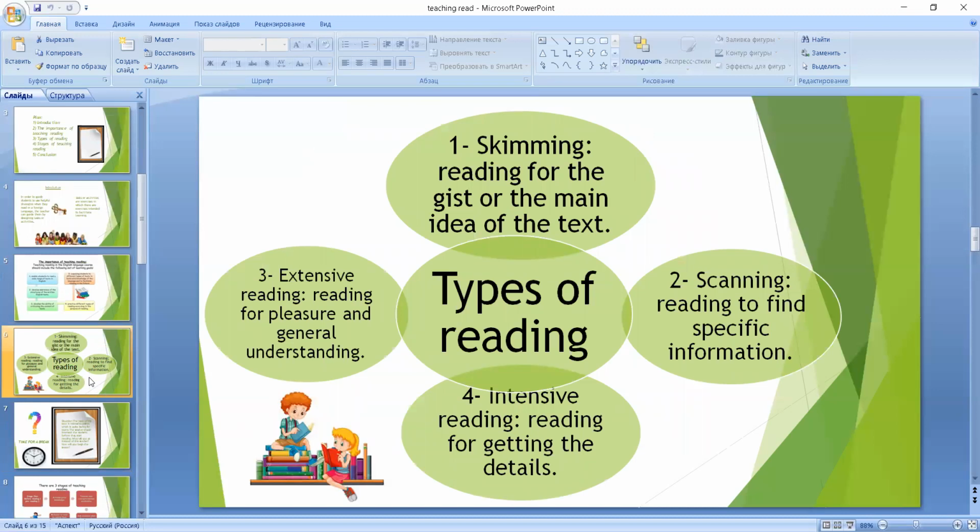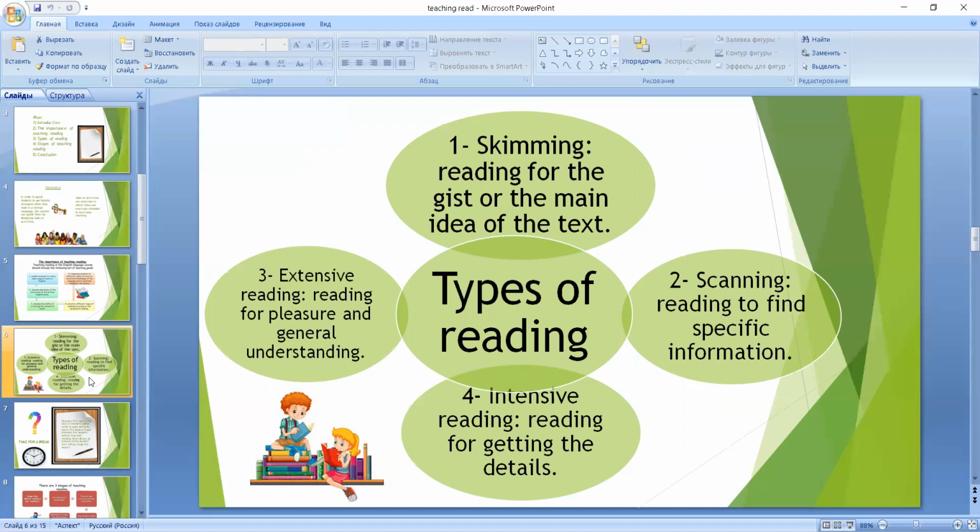So let's talk about the types of reading. Skimming is reading for the gist or the main idea of the text. The second, scanning, is reading to find specific information. For example, when we read a text, we should find the specific information.